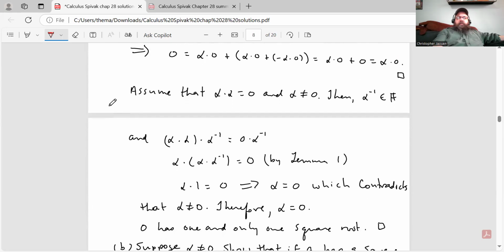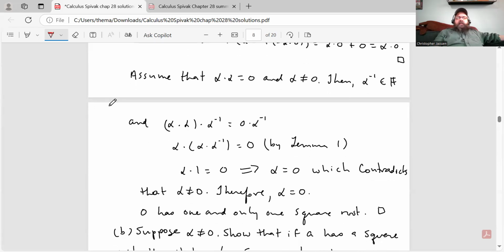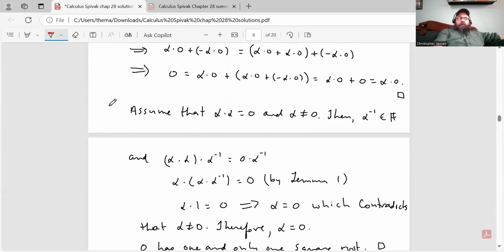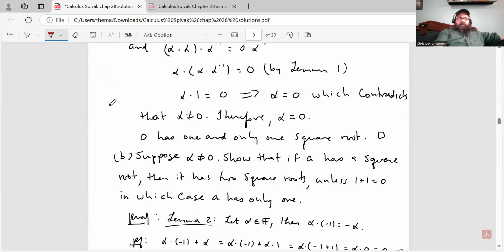Going down here, assume that alpha times alpha is zero and alpha is not zero. Then alpha inverse is an element of F, and alpha times alpha inverse is zero times alpha inverse, just using the associative law, right? Alpha times in parentheses alpha times alpha inverse is zero by lemma one, and by the associative law also for the left-hand side, alpha times 1 is equal to 0, which implies that alpha is 0, which contradicts that alpha is not 0. Therefore, the only square root of 0 is 0. So there's only one square root of 0.